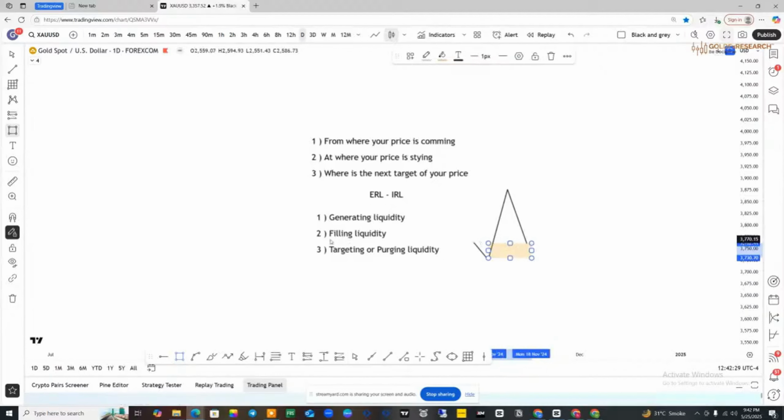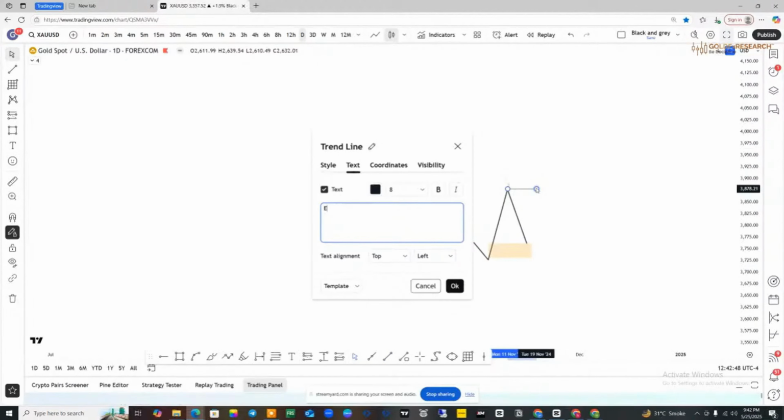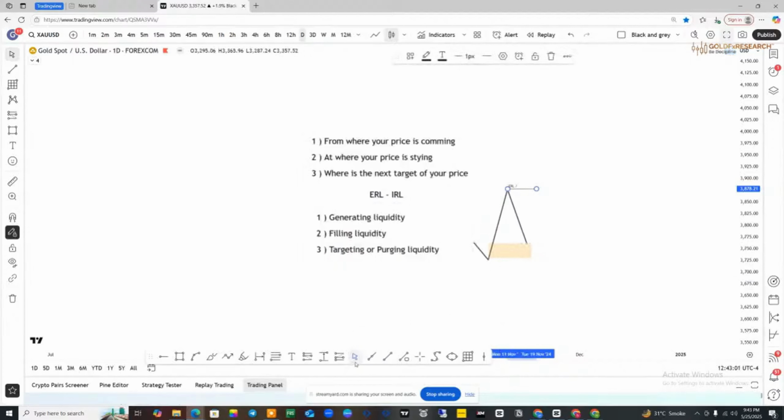Now, what has the market come to do? It has come to fill the IRL. It has come to fill the FVG. If it has to fill an order block, then what will IRL be for you? It will be filling liquidity. Now, the drop that happened in the market, the swing high it made, what will that be for you? It will become ERL. First of all, when the market generated ERL, it became generating liquidity. Now, when the market moves again from IRL towards ERL, what kind of liquidity will ERL become? Targeting and purging liquidity.